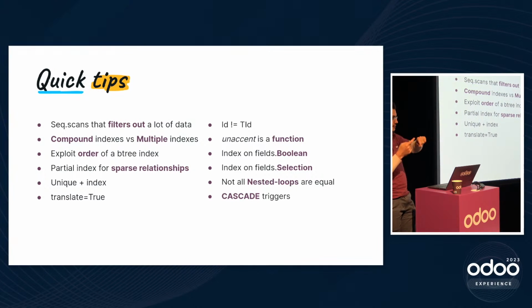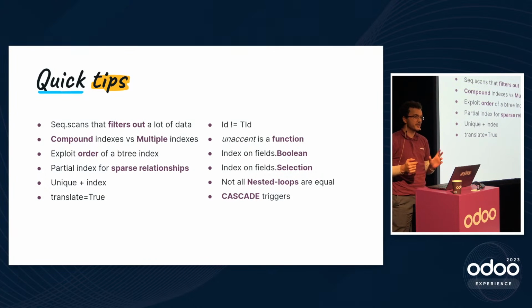And also, PostgreSQL can scan the index in reverse. It's called a reverse index scan, which is, if you ask me for the last, I don't know, the last 100 invoice lines, and you have an index on the date of the invoice lines, it can hit the index in reverse.